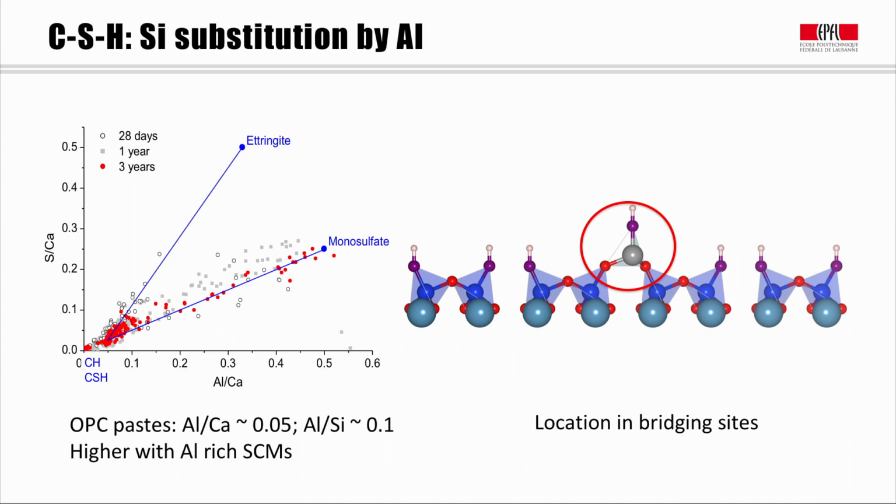Other studies have shown that the aluminium tends to be located in these bridging sites, that's to say the tetrahedral positions which are facing out, and not in the tetrahedral positions which are attached to the calcium oxide sheets. And this ratio of about 1 to 10, which we find in Portland cement paste, can go quite substantially higher when we have supplementary cementitious materials which contain a lot of aluminium, such as, for example, metakaolin.